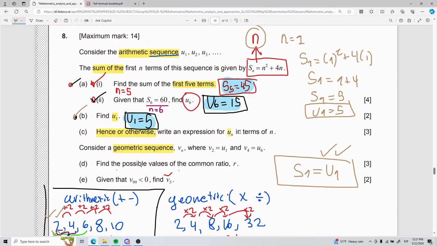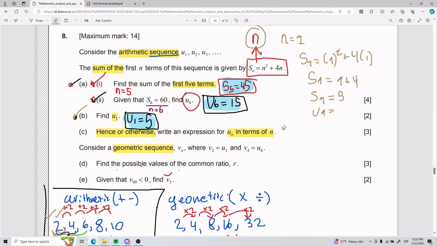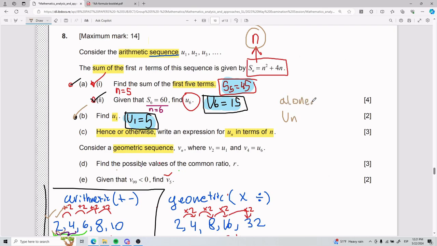Yeah, and then for part C, they use the buzzword "hence or otherwise, write an expression for, and this is interesting, un in terms of n." And so this right here is very important for us to understand, first of all, what it's actually asking for. What it's actually asking for here, when it says un in terms of n, is basically that un is alone. Okay, so careful with that.